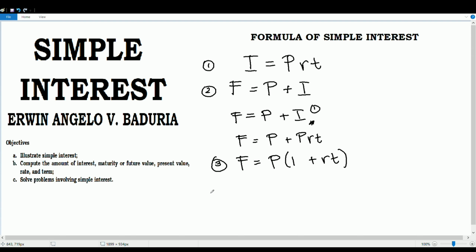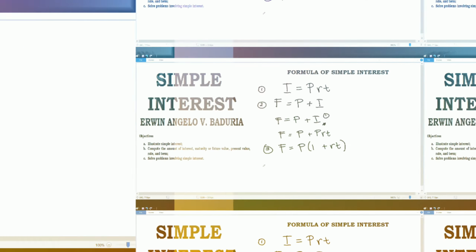So we have three formulas of simple interest. Number one is I equal to PRT. Number two is F equal to P plus I. And the third one is F equal to P times 1 plus RT. The difference between 2 and 3 is that in our second formula, number 2, the interest is given but the rate and time are not given. For formula number 3, the interest is not given but we have the value of R, the rate, and the time.